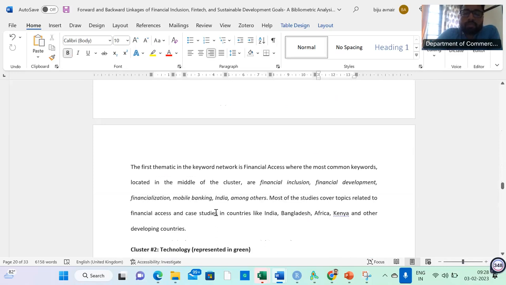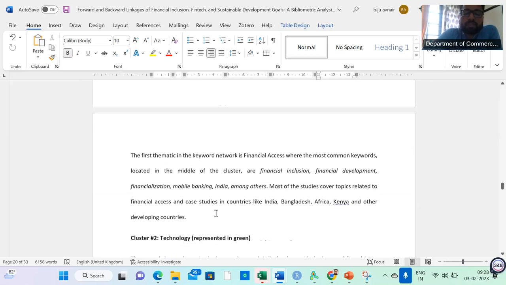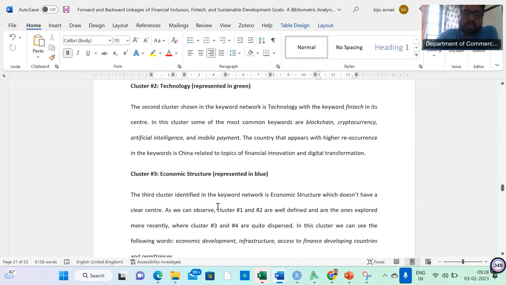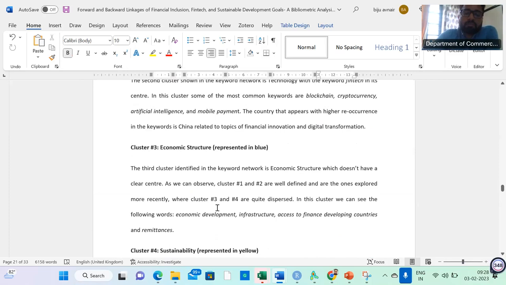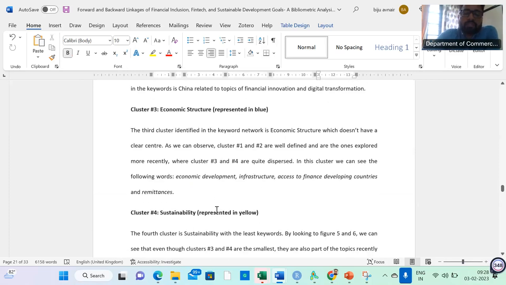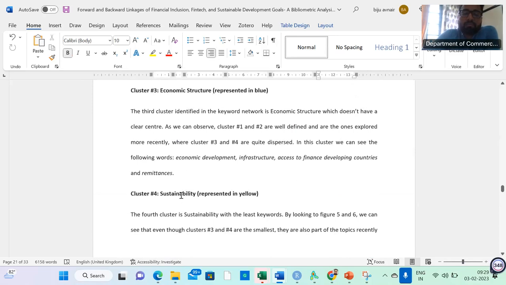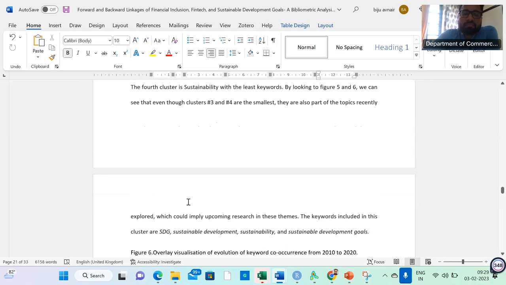These are topics done in India, Bangladesh, Africa, Kenya, and other developing countries. Cluster two is technology, represented in green, and cluster three is economic structure, represented in blue. And we have sustainability represented in yellow. So we got the major keywords, sustainability and economic structure, and named the clusters.